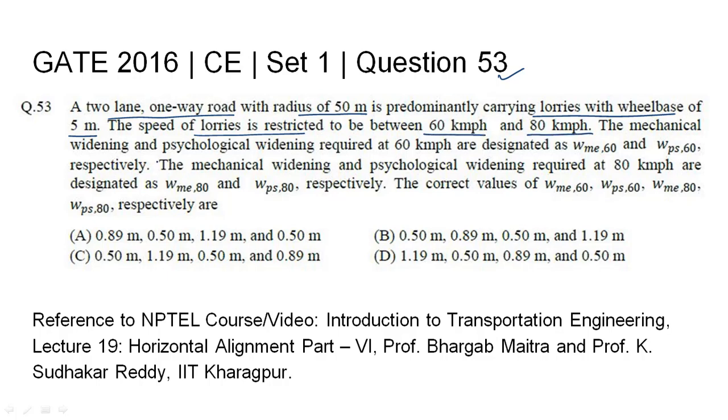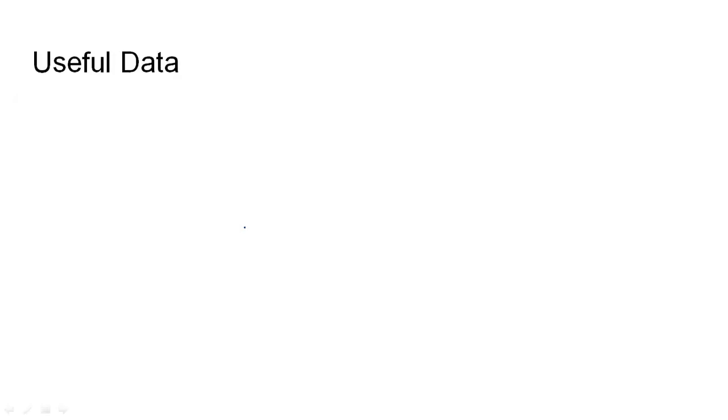The mechanical widening and psychological widening required at 60 km per hour are designated as W subscript ME, 60 and W subscript PS, 60 respectively. The mechanical widening and psychological widening required at 80 km per hour are designated as W subscript ME, 80 and W subscript PS, 80 respectively. The correct values of these four parameters need to be found. The relevant NPTEL reference has been mentioned.